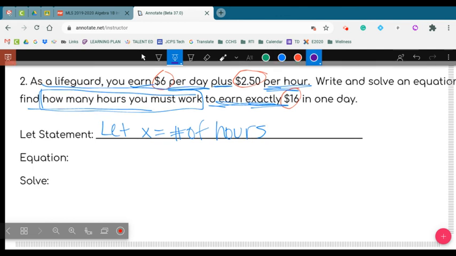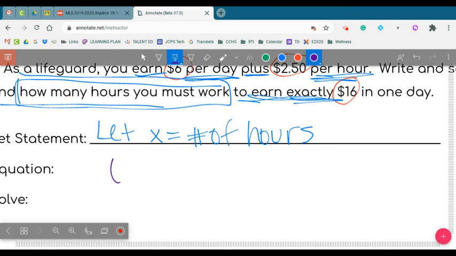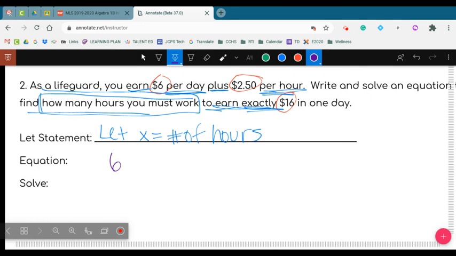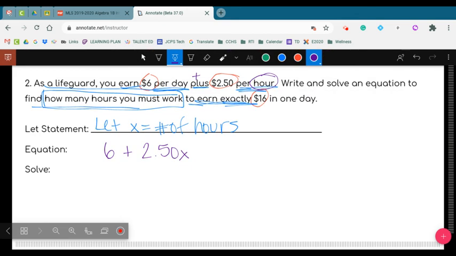So we're going to write our equation. You earn $6 per day. So per day, we're thinking about number of hours. So if it's per day, we're just earning $6. So we're going to write 6 plus, so that's going to be a plus sign, $2.50 per hour. So since it's per hour, that's what we're trying to find. So that's our variable. So we're going to have $2.50 x. We want to earn exactly $16. So this has to equal $16.